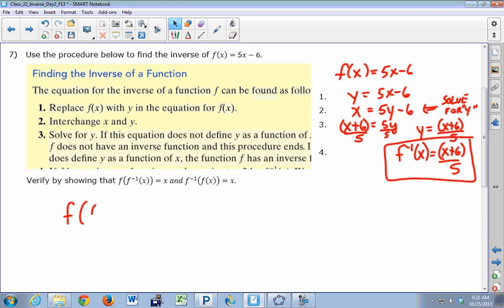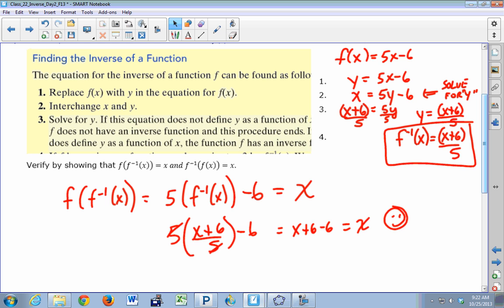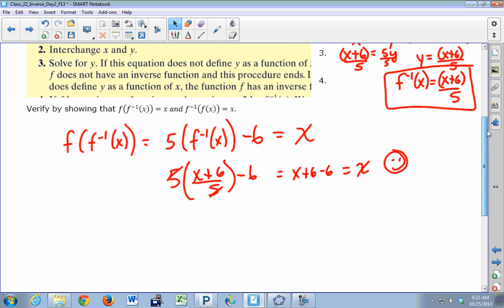So f of f inverse of x: put the inverse in for x in f. So 5 times f inverse of x, take away 6. And then that has to come out to be x. So let's see if it does. 5 times f inverse, which is x plus 6 over 5, take away 6. The 5's cancel, and I get x plus 6 take away 6. That gives me x. I'm a happy camper. So the first composition works.